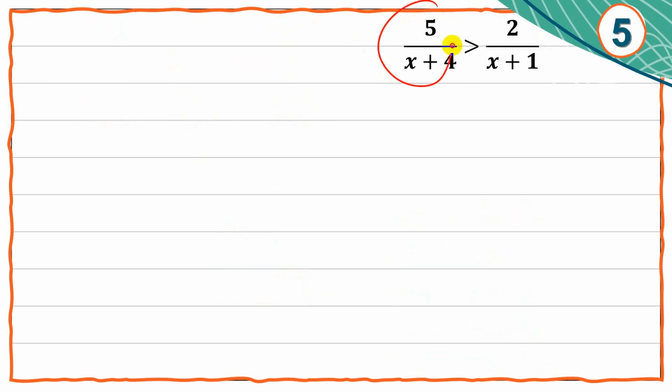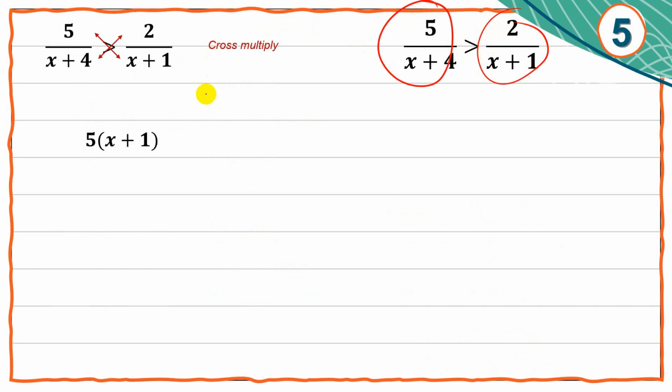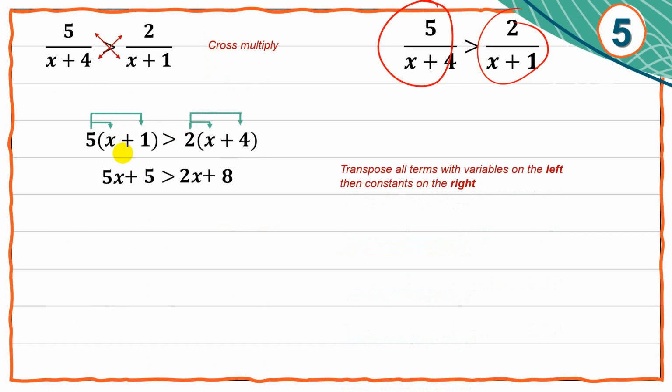As you can see, we have a single fraction on the left and we also have a single fraction on the right. Okay, so we're going to cross multiply. So after cross multiplying, we will be having 5 times x plus 1 is greater than 2 times x plus 4. Then distribute: 5 times x is 5x, 5 times 1 is 5, and then 2 times x is 2x, and 2 times 4 is 8. And then the next thing that we're going to do is transpose all the terms with the variables to the left and then constants on the right.